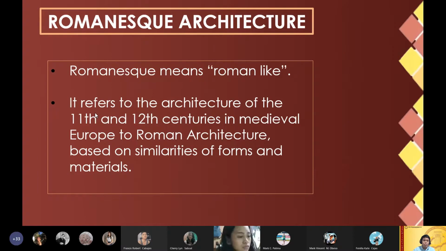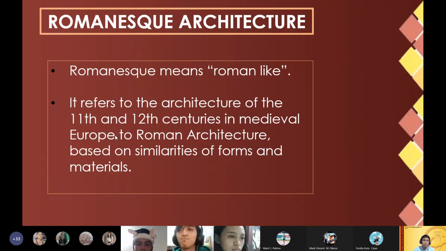So it refers to the architecture of the 11th and 12th centuries in medieval Europe to Roman architecture based on similarities of forms and materials. So again, ang pagka-Roman-like nila, it's more on the forms, building forms, and the materials that they are using.